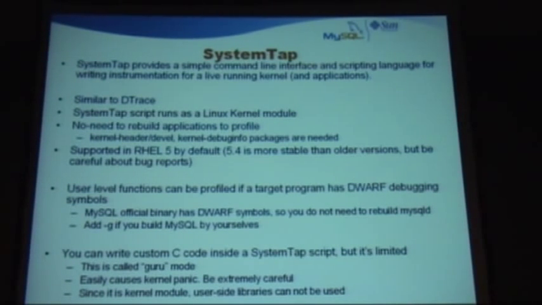User-level functions can be profiled if the target program has DWARF debugging symbols. The MySQL official binary has DWARF symbols, so you do not need to rebuild MySQL. So you can profile MySQL by SystemTap and DTrace. You can also write custom C code inside the SystemTap script, but I don't recommend it because this is very dangerous. It easily causes a kernel panic because no security checking is enabled when writing C code inside SystemTap.